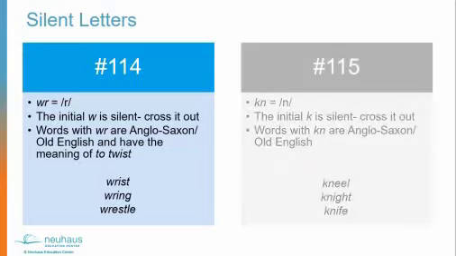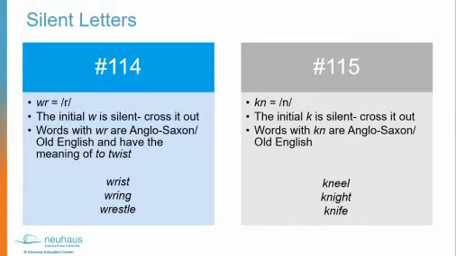Additionally, Concept 115 deals with the silent letter K. When the letters KN are together in words that are of Anglo-Saxon Old English origin, they are pronounced N, as in kneel, night, and knife.